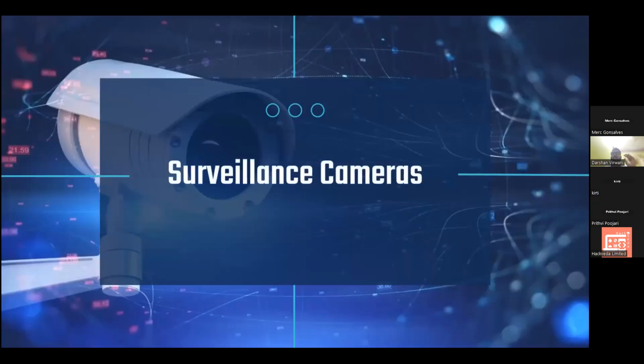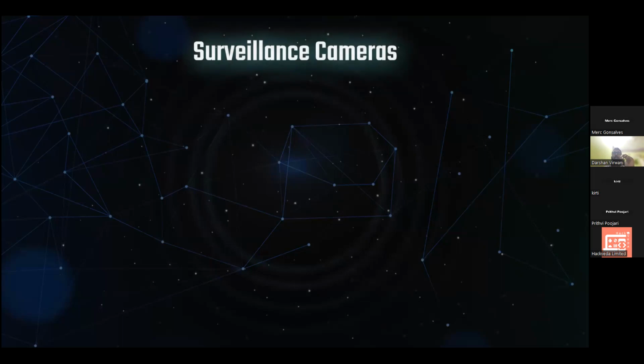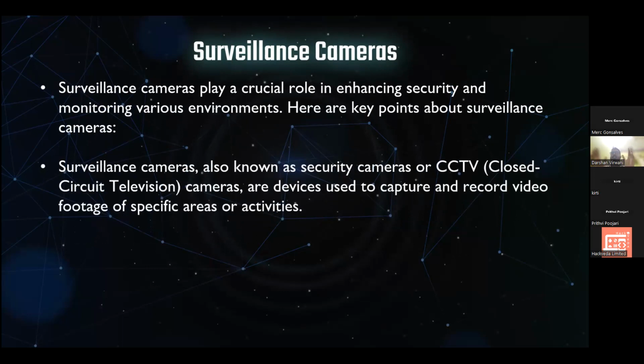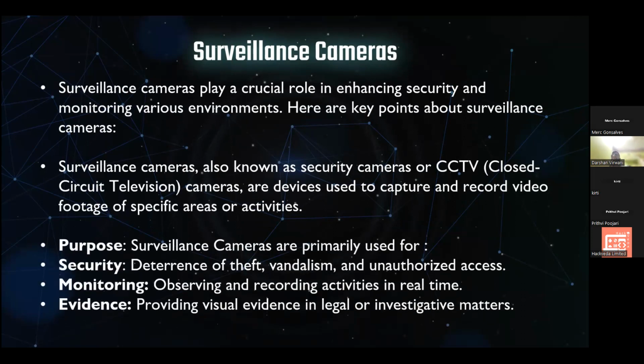Moving to our next component, surveillance cameras. Many of us might be used to these cameras, but we will see how many types of cameras there are. First of all, let's see what important role surveillance cameras play. Surveillance cameras, also known as CCTV, closed circuit television cameras, are devices used to capture audio and video of particular areas or activities. So next, what is the purpose?